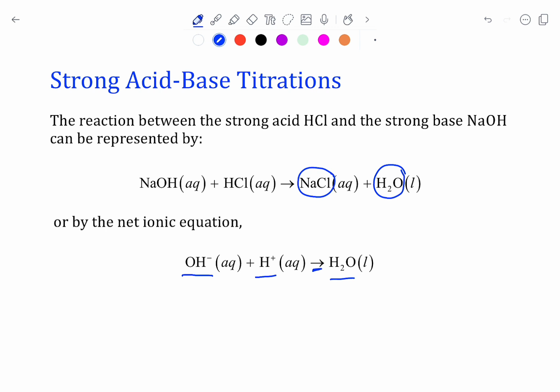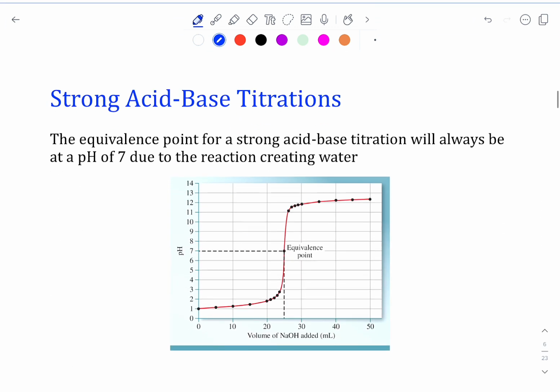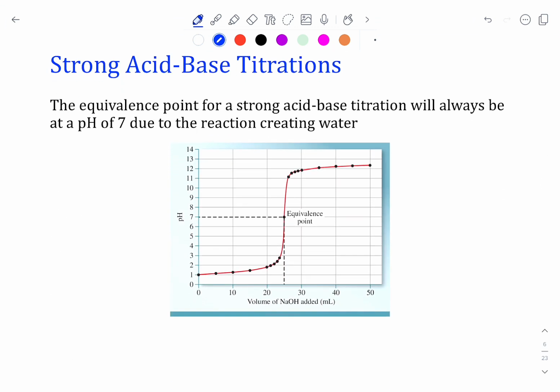Because we are creating water with our strong acid, strong base titration, the equivalence point, the point at which the reaction has completed and all of the acid and base have been used up for that net ionic equation for making water, the equivalence point will always be at a pH of 7.